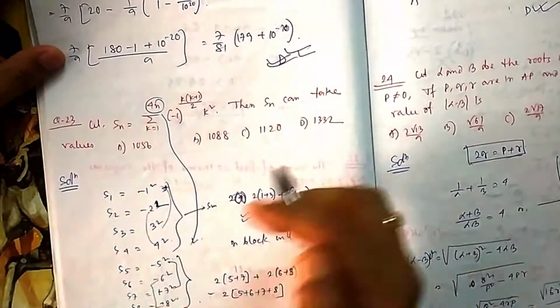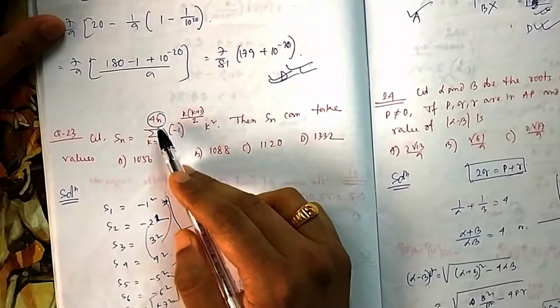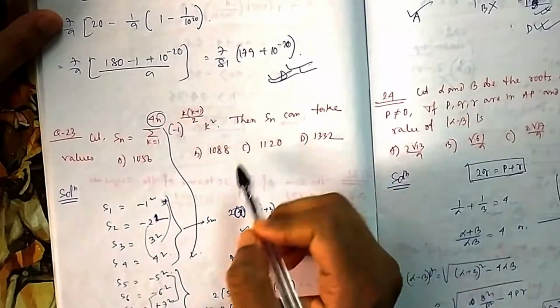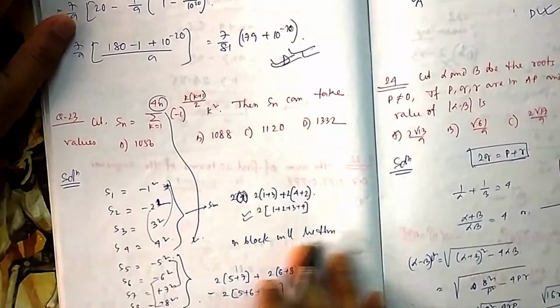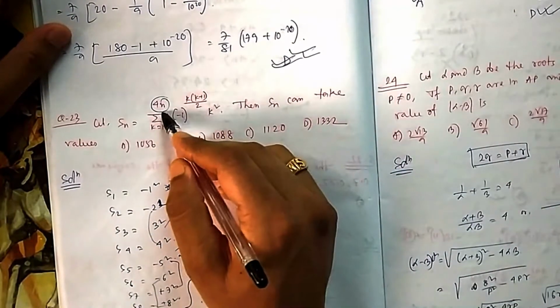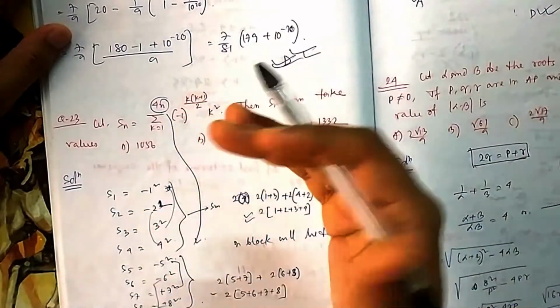Now if you come to this one, Sn is equal to the sum for k equal to 1 to 4n of (-1) to the power k(k+1)/2 times k squared. You see it is 4n. Then Sn can take which values? Let me write it and see what is actually in the series. Because it is 4n, that means it is a multiple of 4. If you are taking n terms, then it goes to 4 times n.